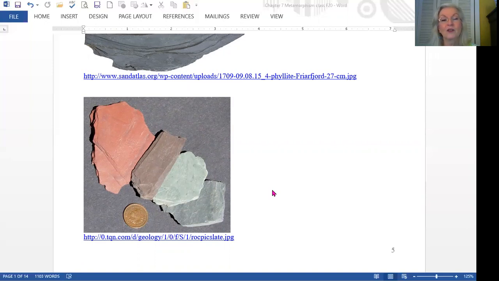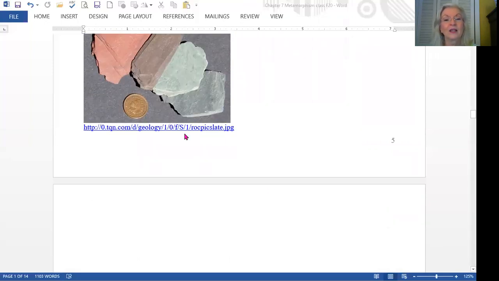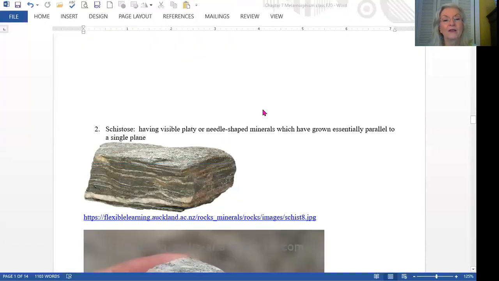So slate can come in a variety of colors. The characteristic that always gives it away is the fact that you have these distinctive layers that again look like you could take a knife and separate it.